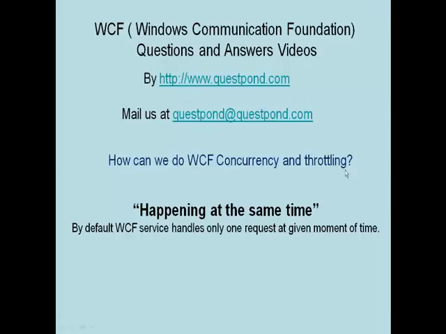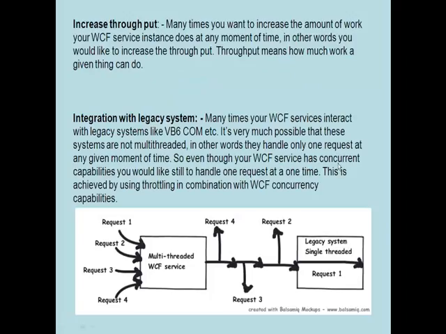So we'll see in this session how we can handle WCF concurrency and how we can use WCF throttling settings to limit the number of requests and number of instances on a WCF application. Now there are two reasons why you would like to use WCF concurrency and throttling. The first reason is obvious, that you would like to increase the throughput of your WCF service. Throughput means how much work a given thing can do at a given moment of time. So basically you would like to increase the amount of work your WCF service instance can do at a given moment of time. The second is integration with legacy systems.